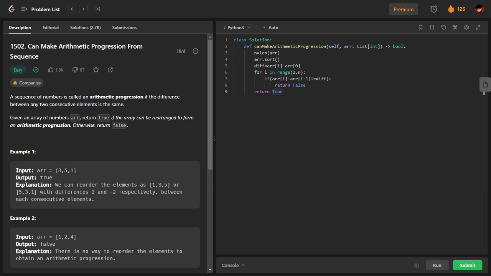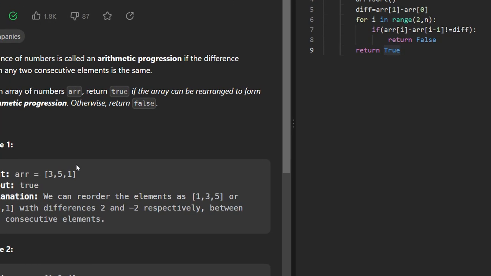So now, what is the question? Given an array of numbers, arr, return true if the array can be rearranged to form an arithmetic progression. Otherwise, return false. That means the given array we need to rearrange, and only then we will get it.